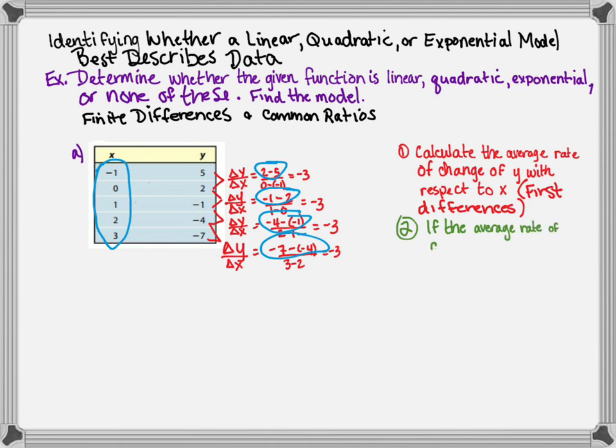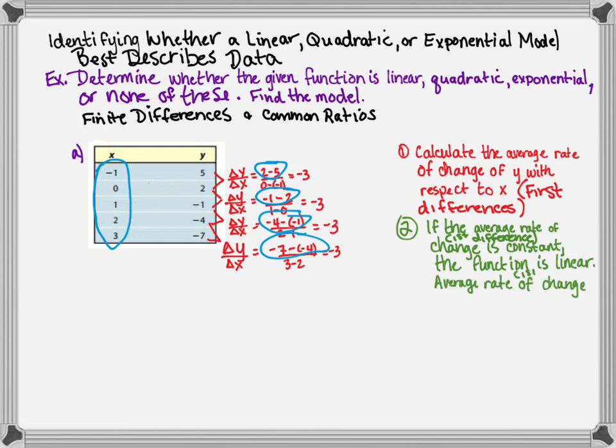So number 2, if the average rate of change, the first differences, is constant, like it is here, the function is linear. And then the average rate of change, or the first difference, is the slope. So m is -3.